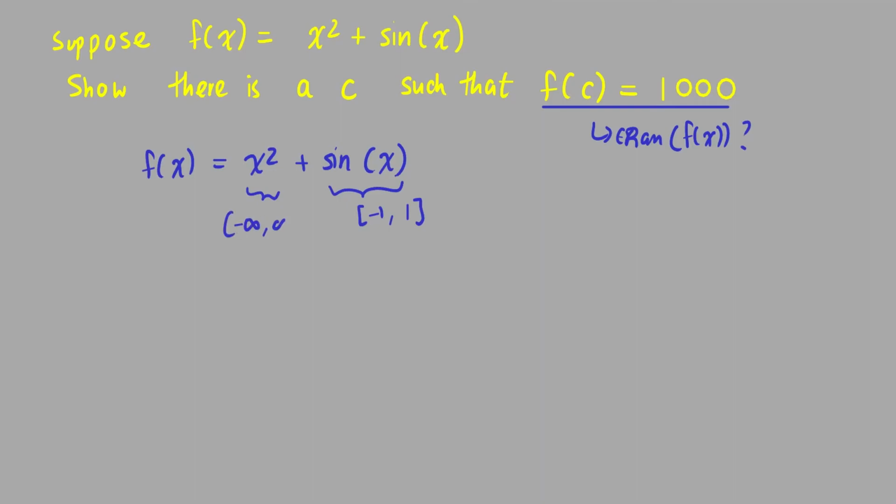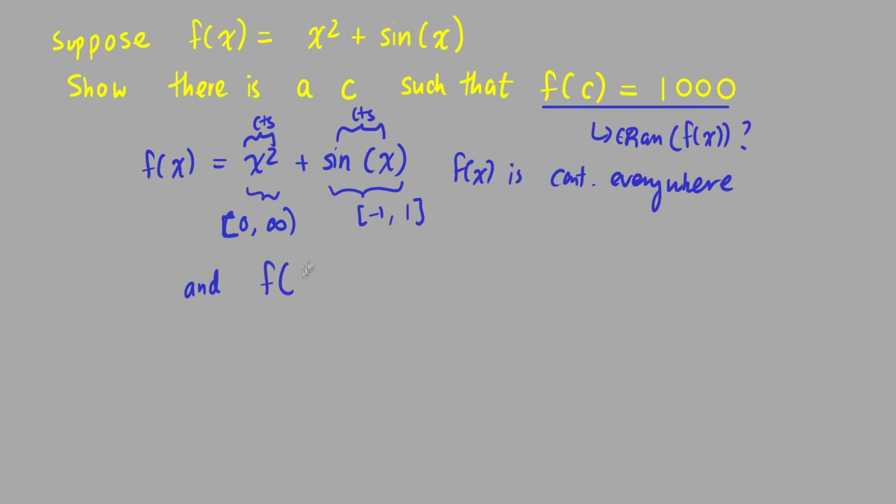Sine x smoothly oscillates between two values, -1 and 1, and x squared ranges from 0 to infinity. The x squared term dominates the sine x term as it grows and approaches infinity, so 1000 is definitely in the range. The other thing we have to ask is, is f continuous? Well, x squared is continuous and so is sine x, so the answer to that is yes. In fact, f of x is continuous everywhere. Now we can use the fact that f of x is equal to 0 at x equals 0 because x squared and sine x are both 0 at x equals 0. And the function goes to infinity as x approaches infinity, to say that 1000 will show up in this range.